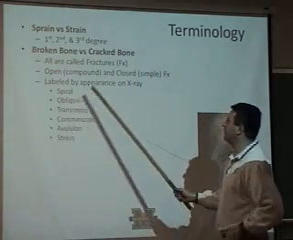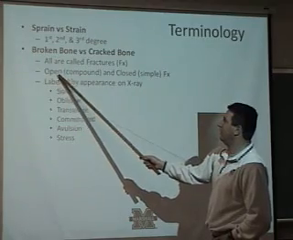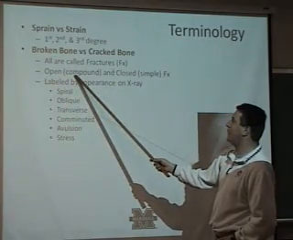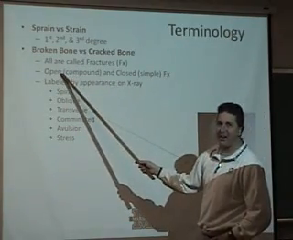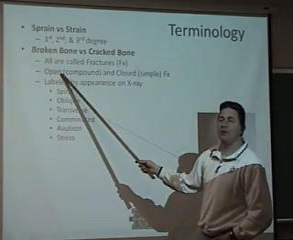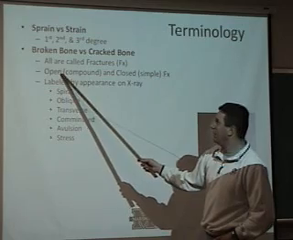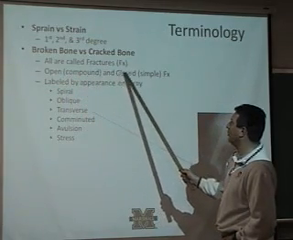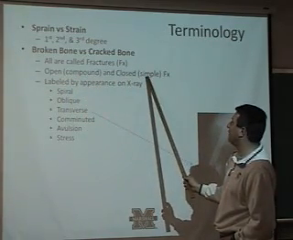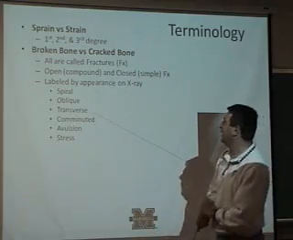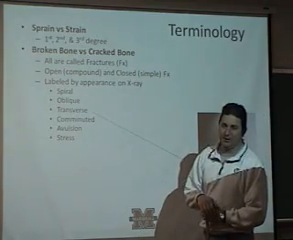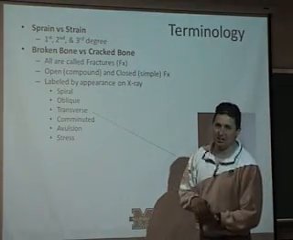The first one we'll do is, is it open? Another name for open is compound, and what that means is it's sticking out of the skin. When you fractured the bone, did it push its way through the skin? If it did, it's an open fracture. Or is it closed? Another name for closed is simple fracture. It's not breaking through the skin, so you can't see the bone sticking out of the skin.